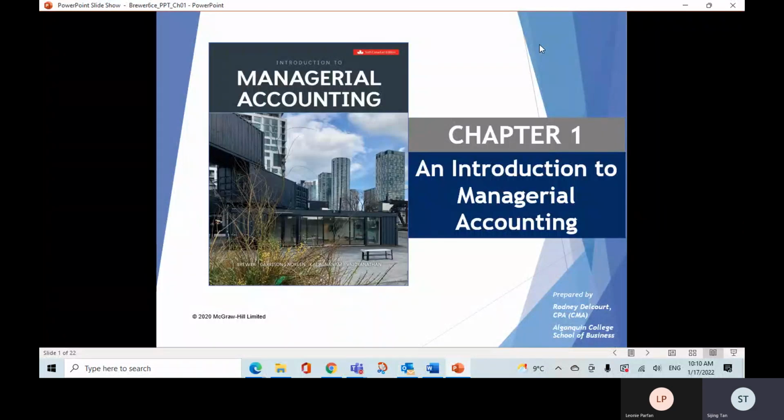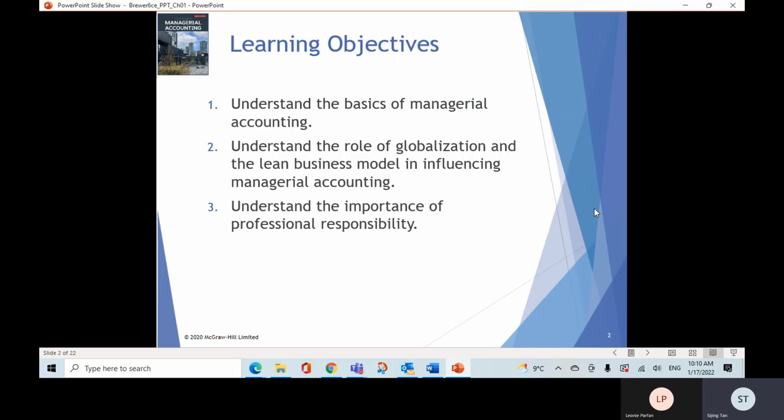Okay, so today we're going to chapter 1 in managerial accounting. Chapter 1 basically is an introduction to the course. From this chapter 1, our learning objectives include 3 parts. The first one is to understand the basics of managerial accounting. We describe the management cycle and the need for managerial accounting information. We're also going to talk about differentiating between financial accounting and managerial accounting.